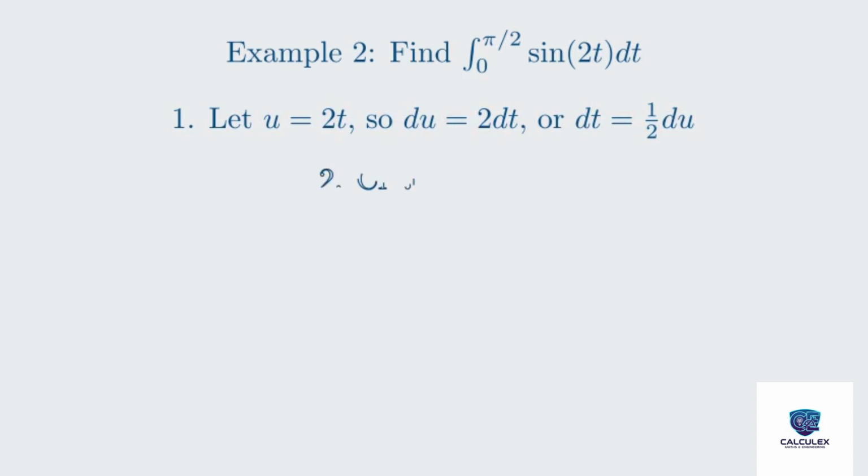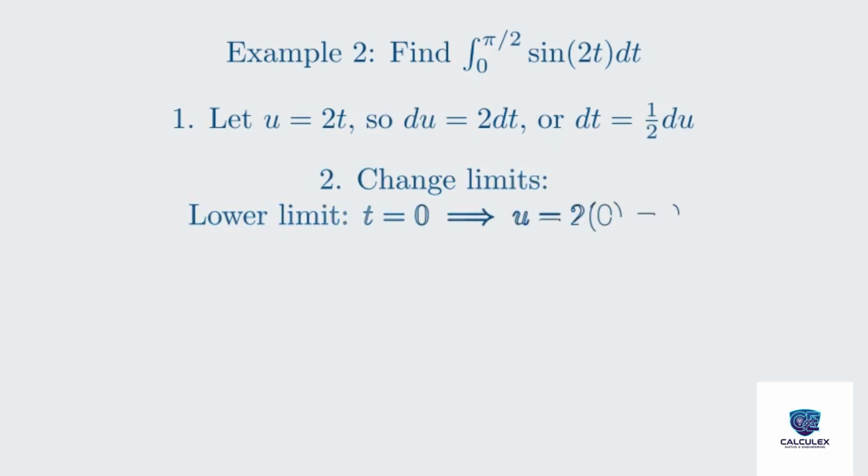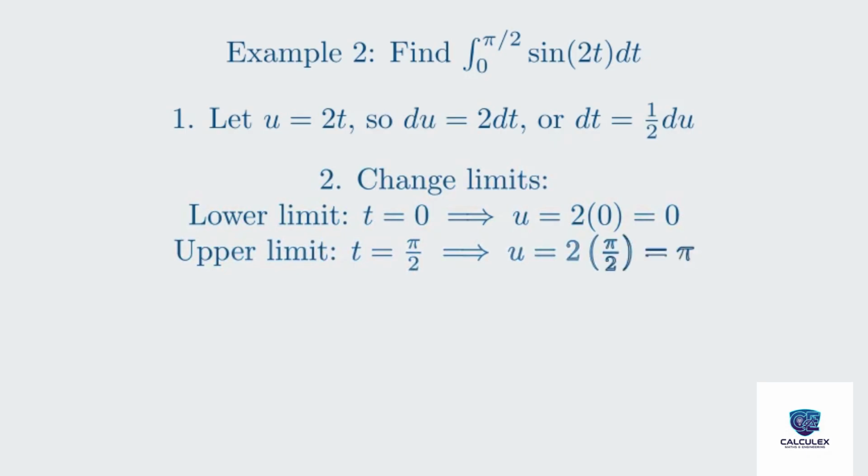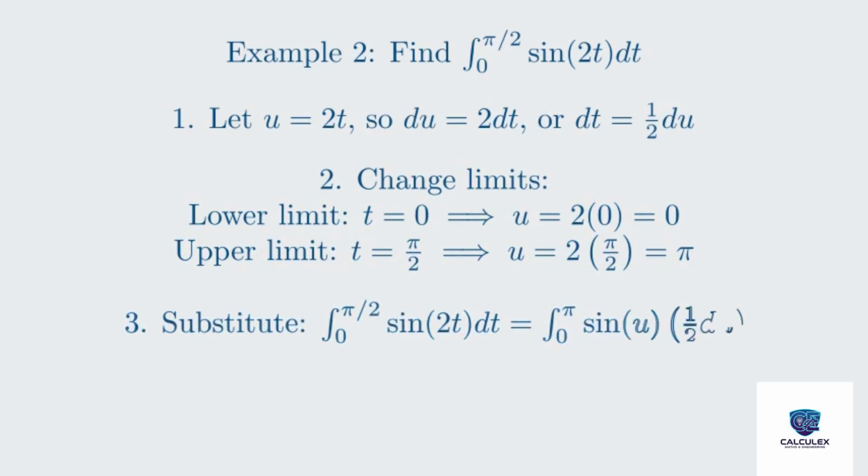The lower limit was t equals 0. Plugging into u equals 2t, the new lower limit is u equals 0. The upper limit was t equals pi over 2. Plugging in, our new upper limit is u equals pi. Now we substitute everything in. The integral becomes 1/2 times the definite integral of sine of u from 0 to pi.